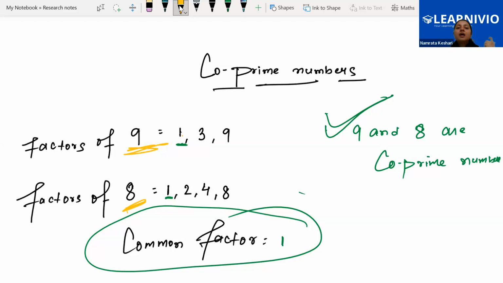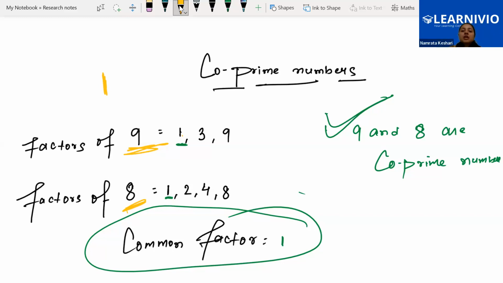If you are getting only one as a common factor, one doesn't mean any number. It is not 2, 3, 4, or any other number, just one. One means the number 1. If you are getting only one as a common factor, then you can say the given pair is a pair of co-prime numbers. What is another way of understanding it?